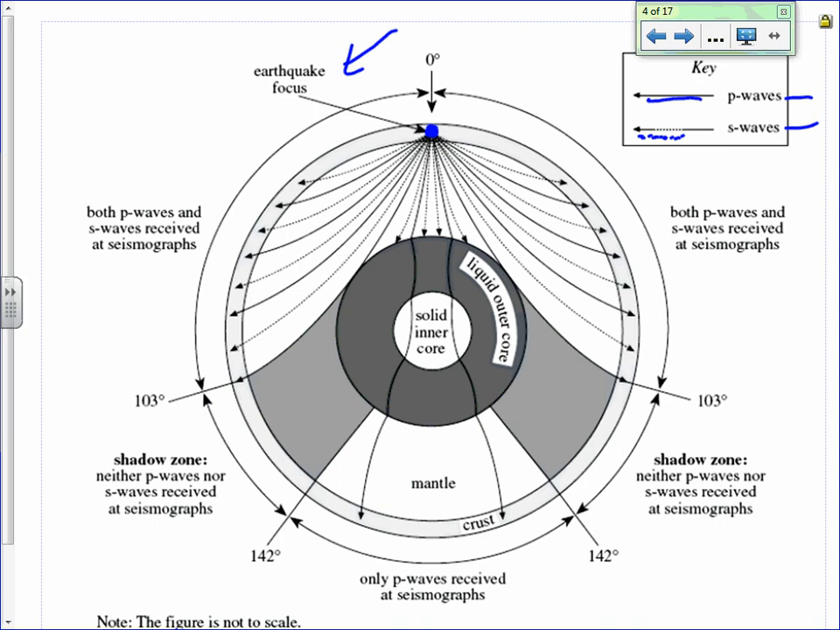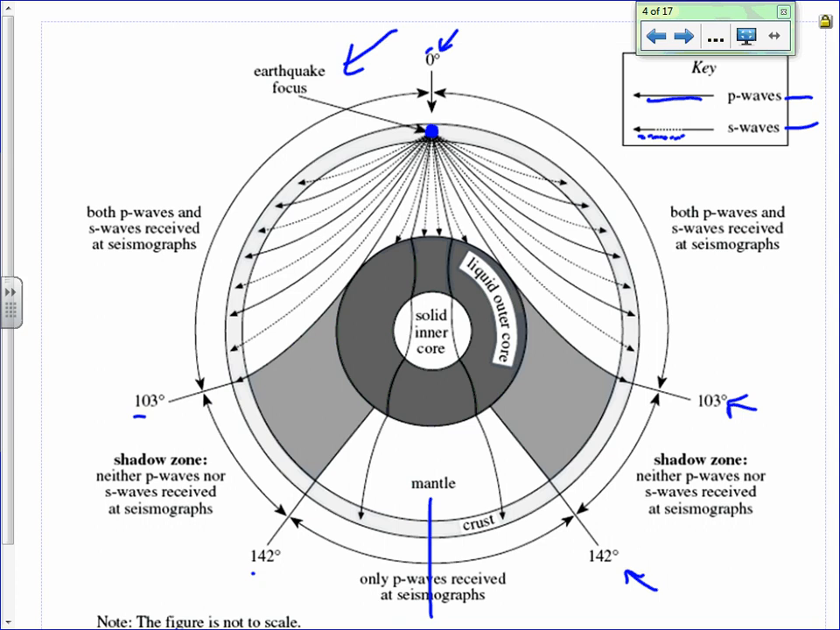And then the last thing to note is the degrees. This is just how you measure distance around a circle. You just use degrees. So the earthquake, we're assuming, starts at 0 degrees here. Then they tell you what happens at 103, 142, and then it goes back around the circle again to the very bottom. This side over here should be 180, because it's the other side of the circle, and then it starts going back to 142, 103, and then back to 0.